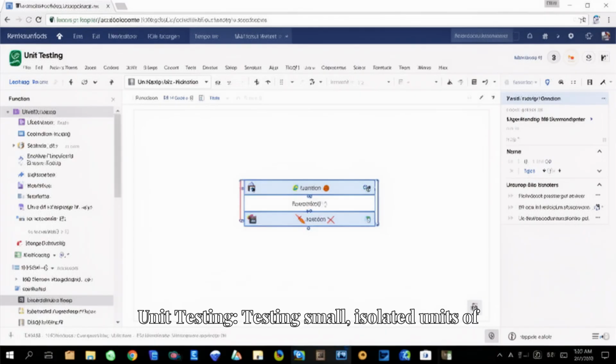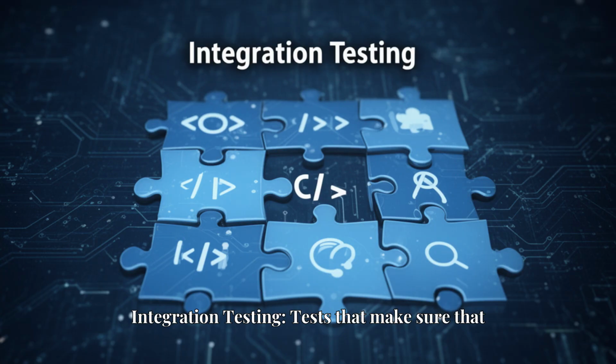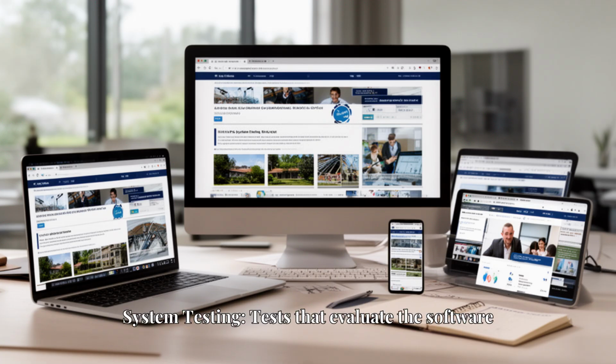1. Unit testing, testing small, isolated units of code, for example, functions or classes, to make sure they are working properly. 2. Integration testing, tests that make sure that the various components of the software fit together and work together seamlessly. 3. System testing, tests that evaluate the software as a whole, including performance and compliance with defined system requirements.